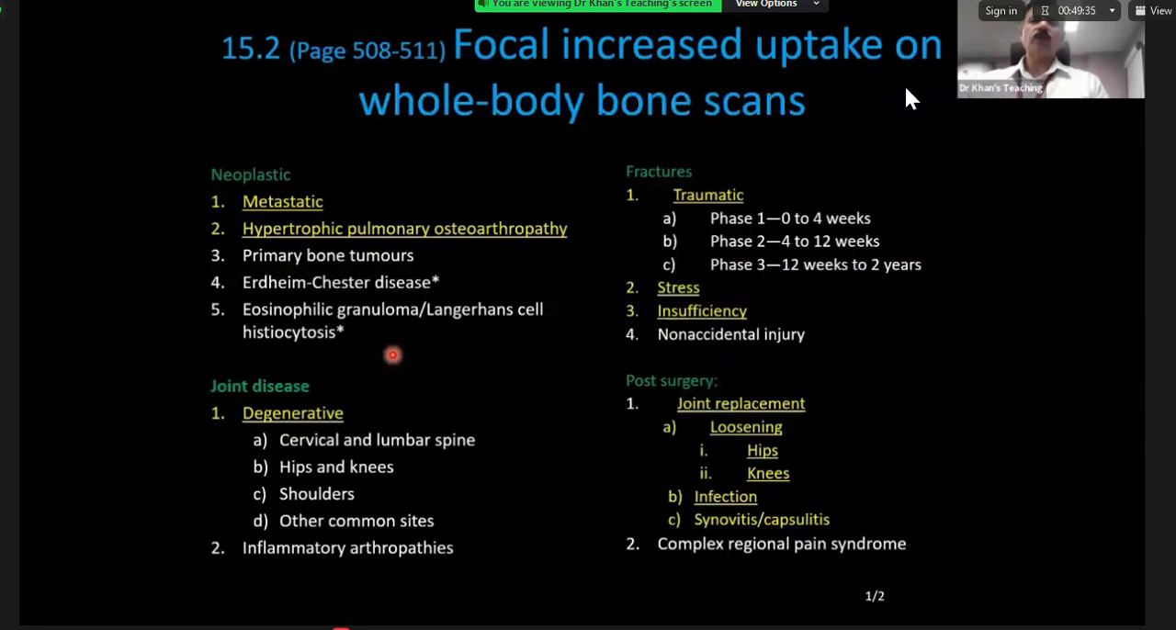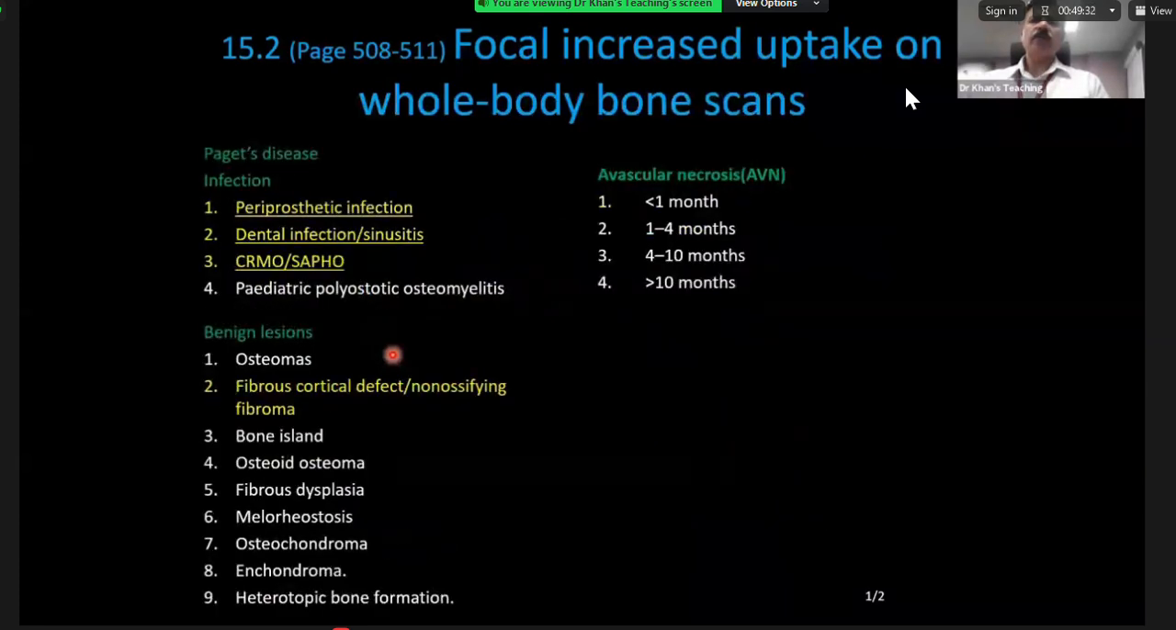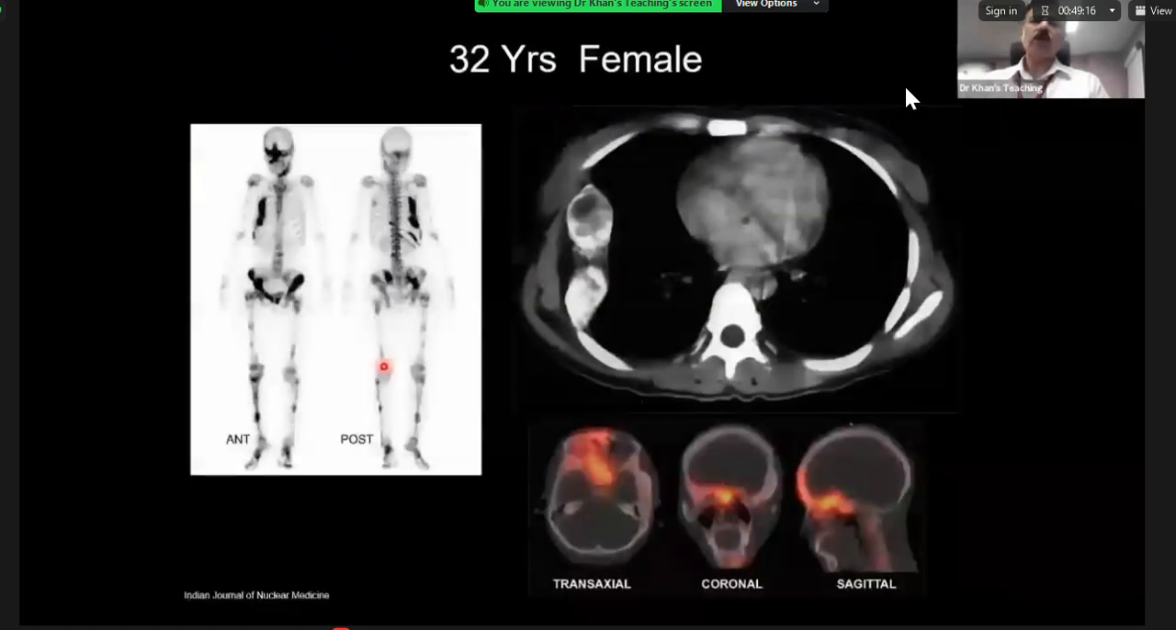So here, please remember that fibrous dysplasias, when it is active form, radiologically speaking, will be lytic with a bit of ground glass, but complete ground glass will not be active. It will show uptake. This is from Indian Journal of Nuclear Medicine.